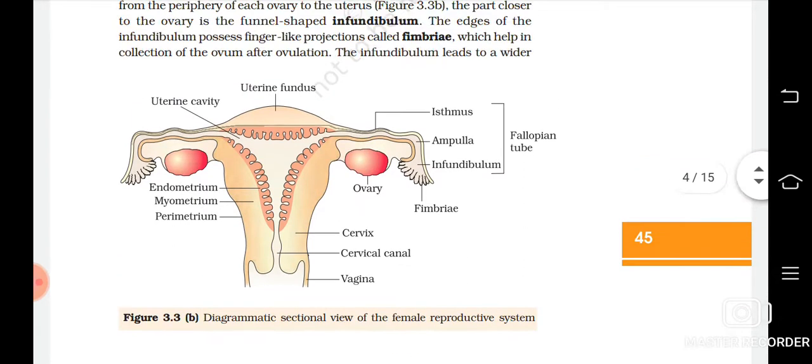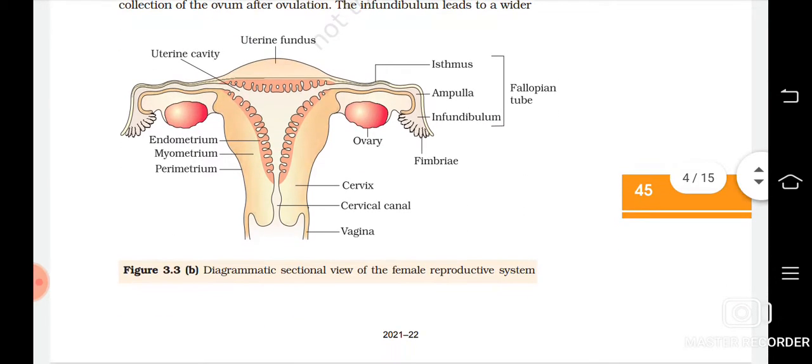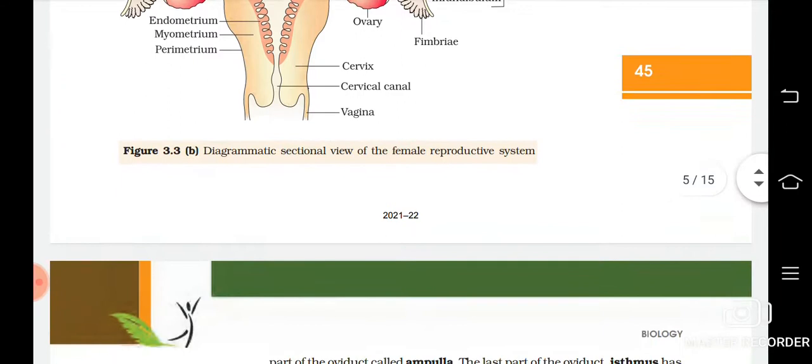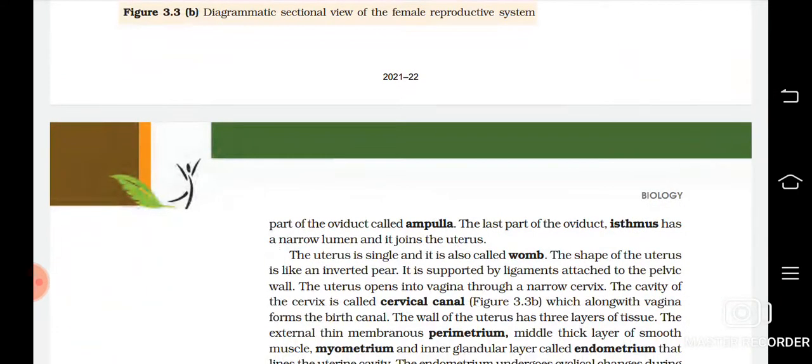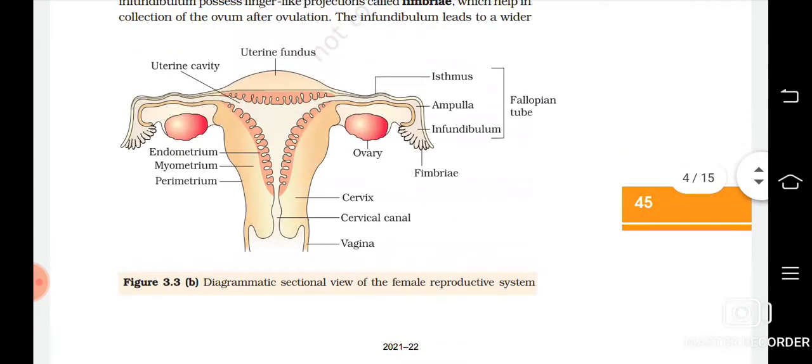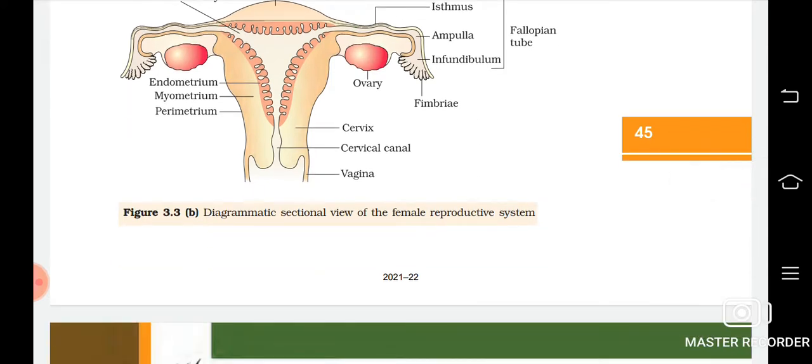Then the infundibulum leads to another part, the ampulla, and the last part of the oviduct is known as the isthmus. So what are the parts of the fallopian tube? The infundibulum, then comes the ampulla, and then comes the isthmus region. Infundibulum, ampulla, and isthmus are the regions of what? The fallopian tube.